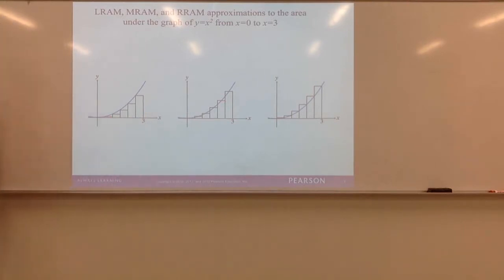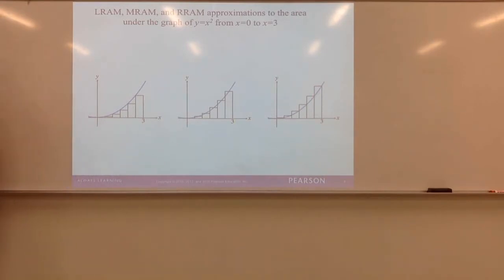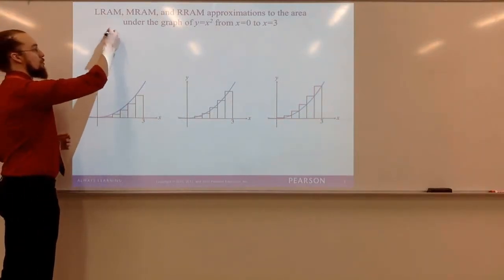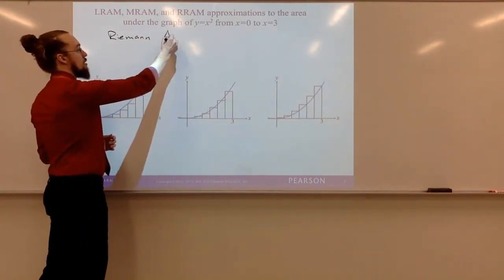So what we are going to do is approximate the area under curves. We are going to use rectangles first to do this approximation, and we're going to do this 3 different ways. We're going to use LRAM, MRAM, and RRAM. The RAM stands for Riemann.